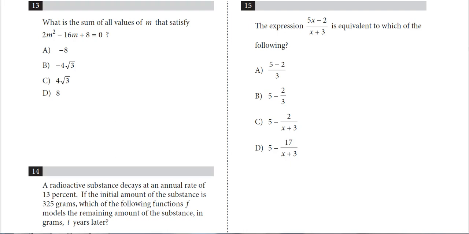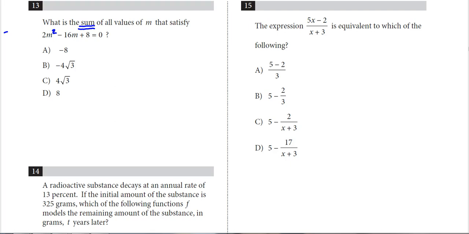All right, number 13. What is the sum of all values of m that satisfy? So a couple things to this question. Number one is I have to find out what m is, but then I have to add the two answers, because I see this as a quadratic. I see this squared right here. So I know this problem has two zeros or two correct answers, and I'm going to add them together at the very end to get the final answer.